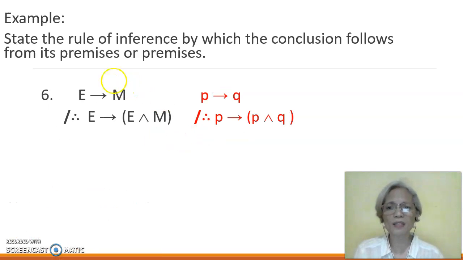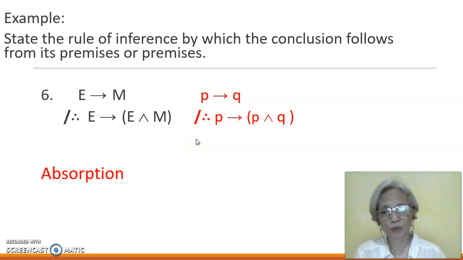And we have this example, E implies M, and therefore E implies E and M. This takes the form P implies Q, and therefore we can infer P implies P and Q, where our P is E and our Q is M. Again, clearly it is an example of an absorption.